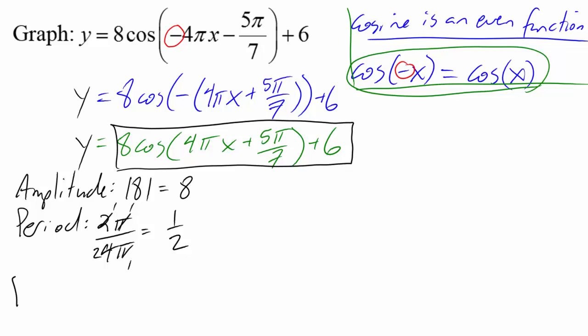Next, we're going to look at our phase shift. We know there is one since there was something being added or subtracted inside the parentheses with the variable. And so here we're going to take our constant 5 pi over 7 and divide it by the coefficient of the x, which was 4 pi.